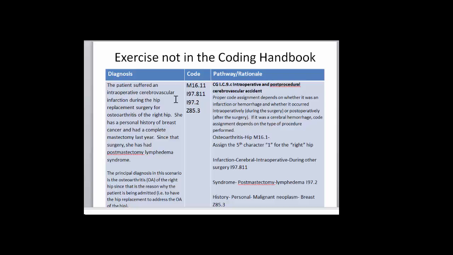So what are we going to be coding? Well, the patient's being admitted because of the osteoarthritis in the right hip. So the osteoarthritis code is going to be the very first code, the principal diagnosis. Then you've got an intraoperative cerebral infarction. There is a guideline that directly relates to infarcts that happen either in surgery or just after surgery. I97.2 is that post-mastectomy lymphedema syndrome here. And Z85.3 is her history of breast cancer.